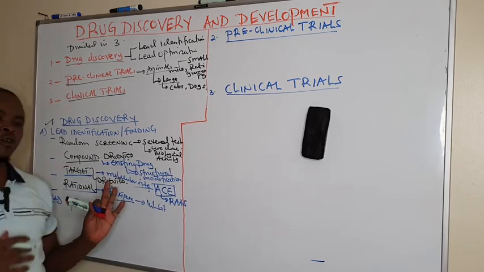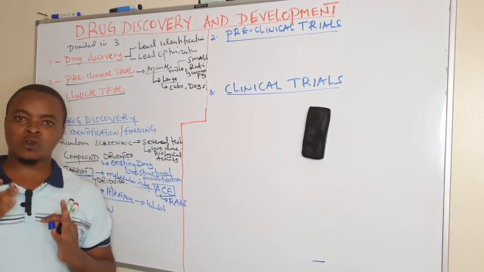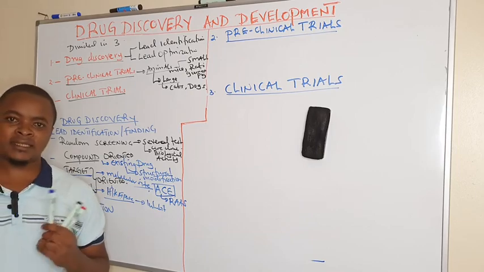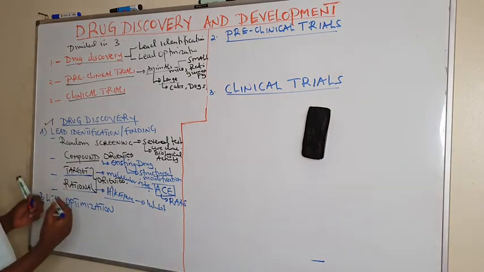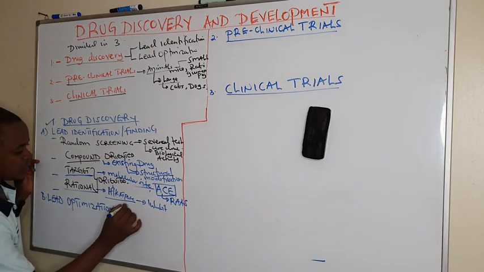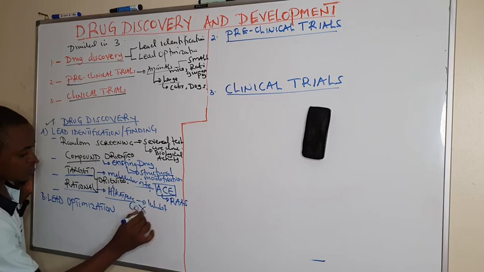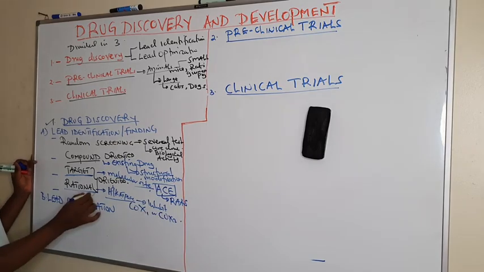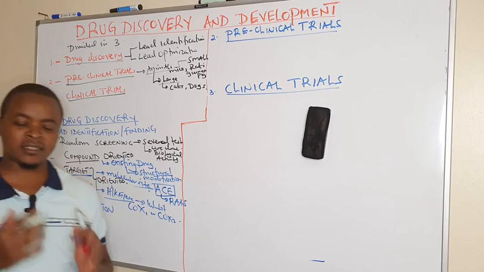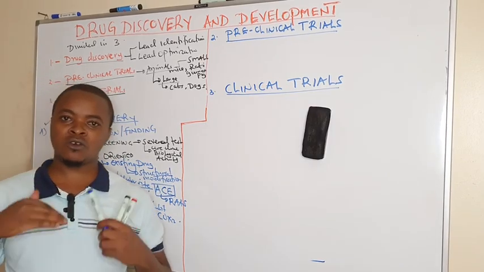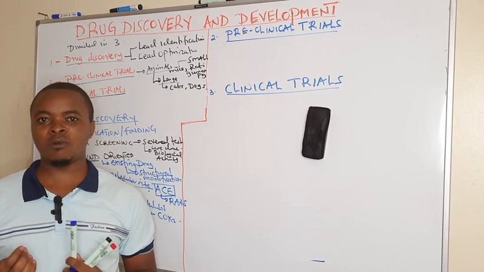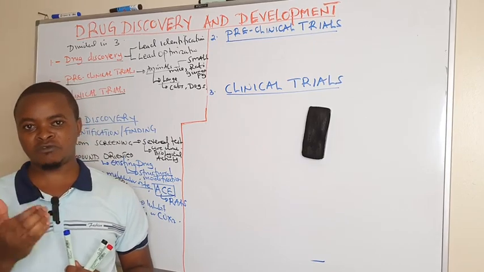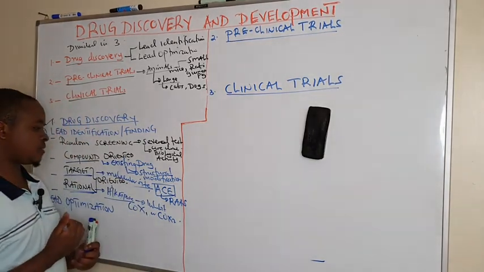Or maybe I know that COX-1 is an enzyme responsible for formation of prostaglandins and leukotrienes. So here I can come up with a drug that inhibits maybe cyclooxygenase type 1 or type 2. So this is what we call rational oriented. After understanding the working system or the mechanism, how the system works, you develop the drug to target or to inhibit that so that you can treat disease conditions in patients.